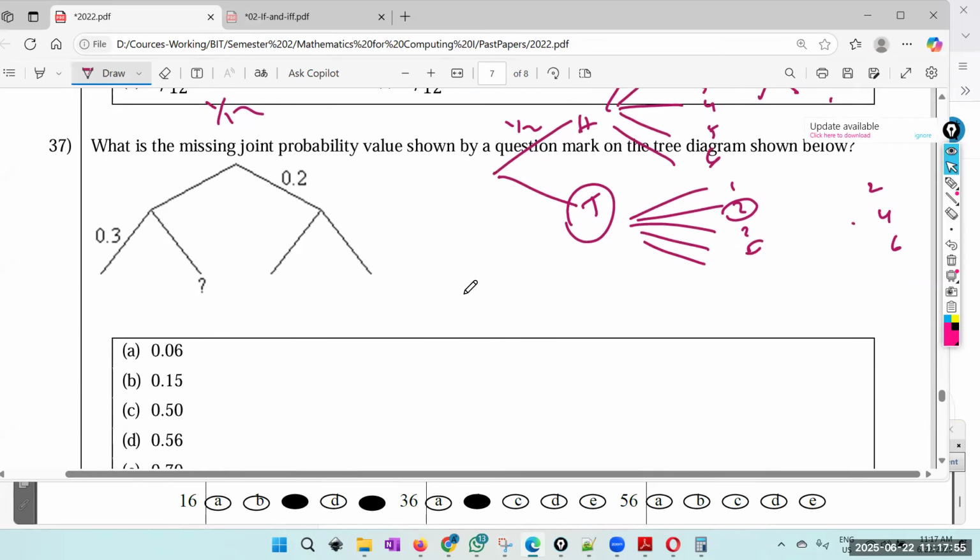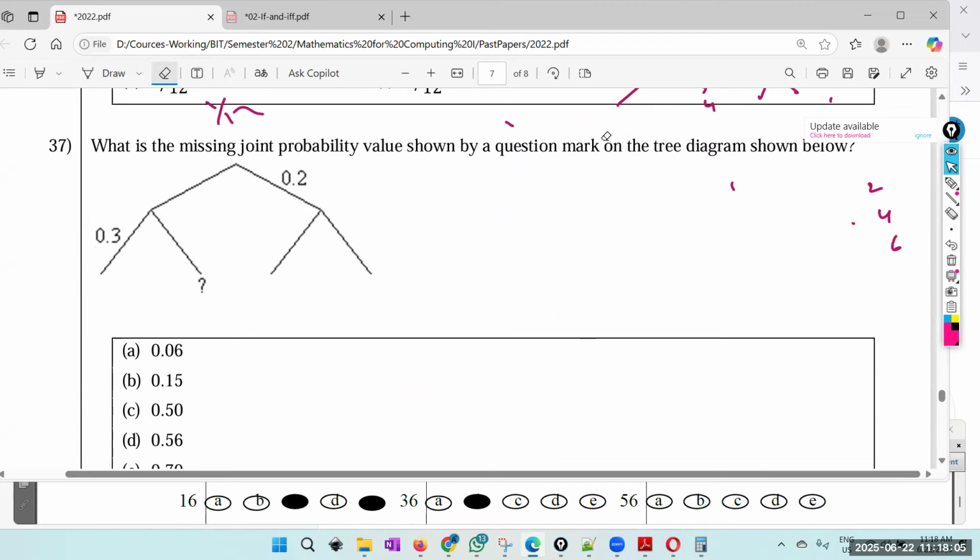Right. At least the probability questions look easy so far. What is the missing joint probability? Now, this is a very famous question. You may have seen this type of question over and over if you have done a lot of past papers.